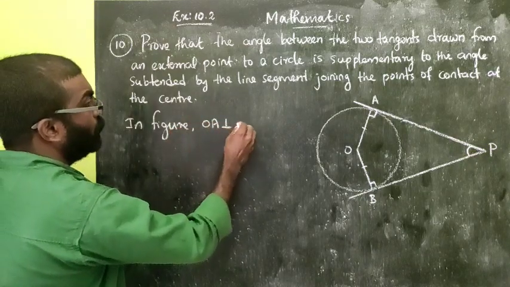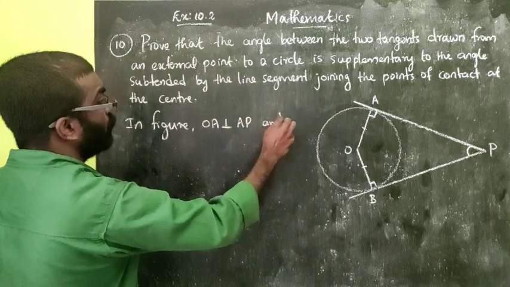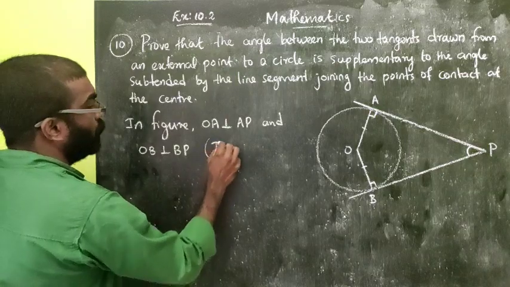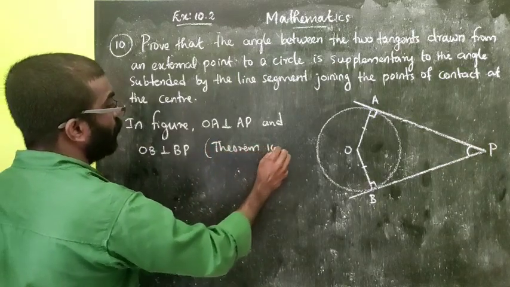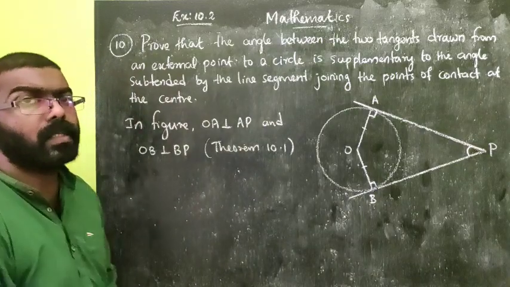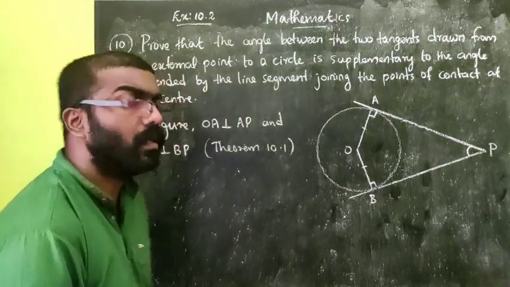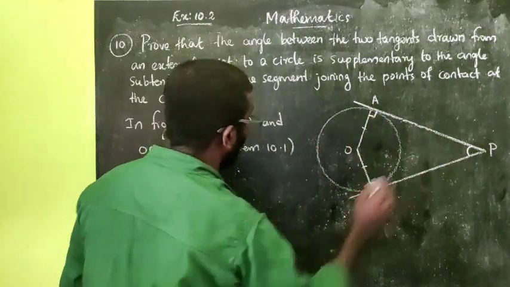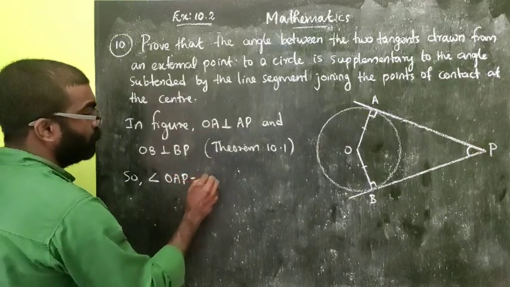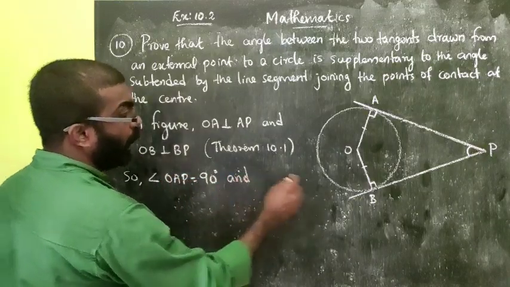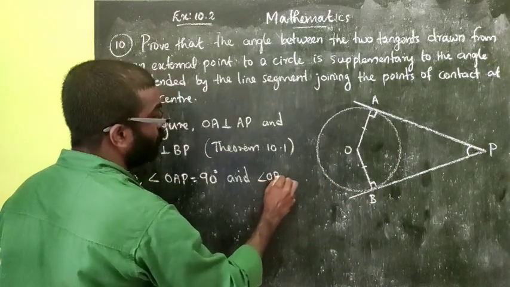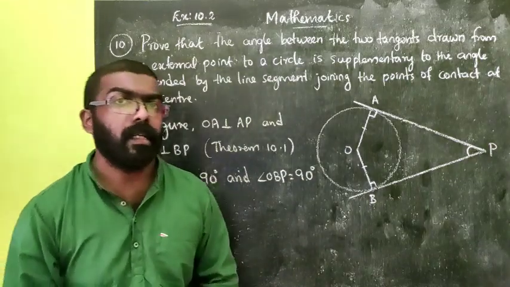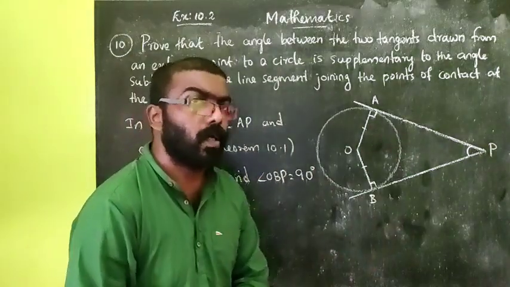OA perpendicular to AP and OB perpendicular to BP by theorem 10.1. Tangent at any point of a circle is perpendicular to the radius through the point of contact. So what we can write? So angle OAP 90 degree and angle OBP, it is also 90 degree, perpendicular. So angle is how much? 90 degrees. Now we can consider the quadrilateral.